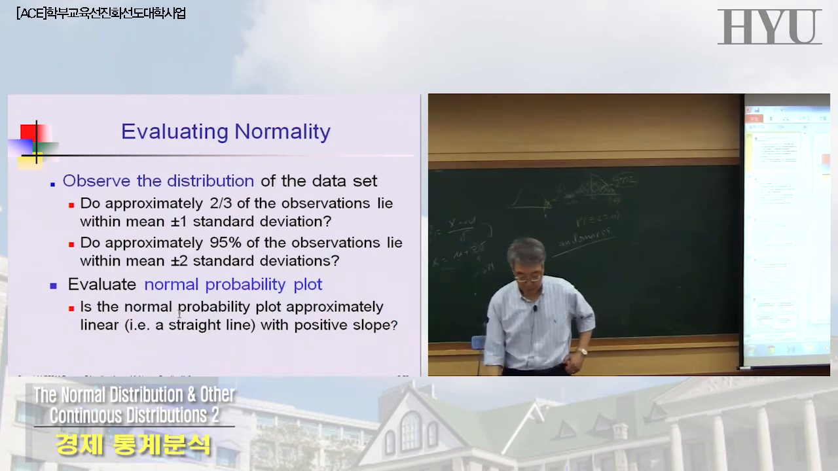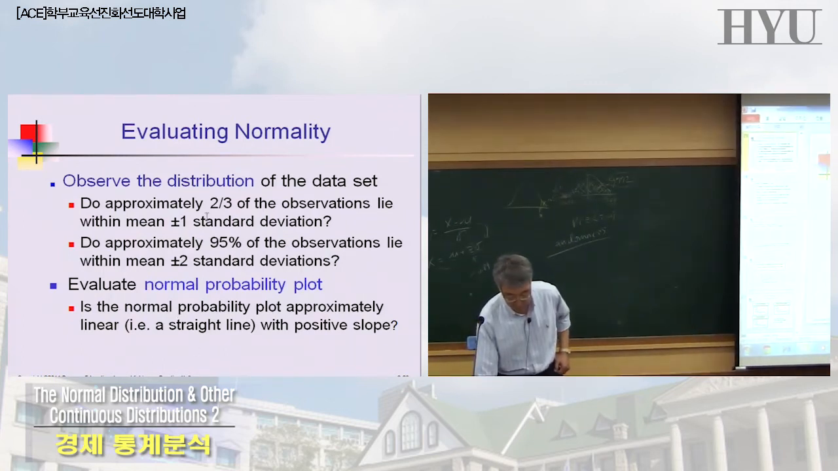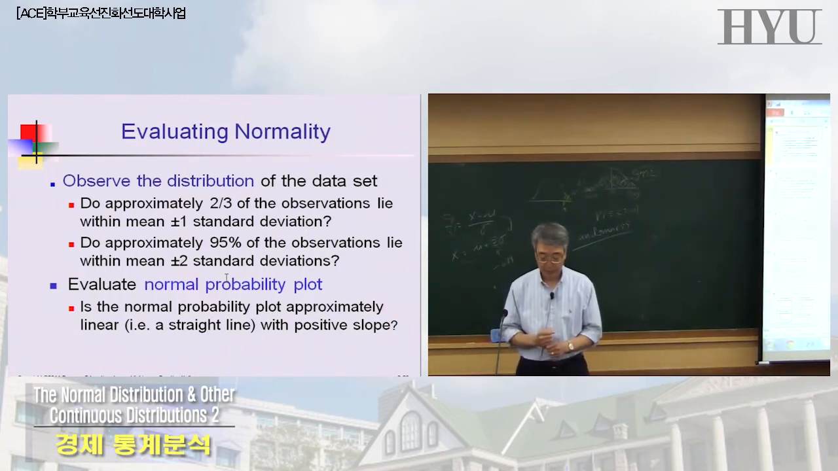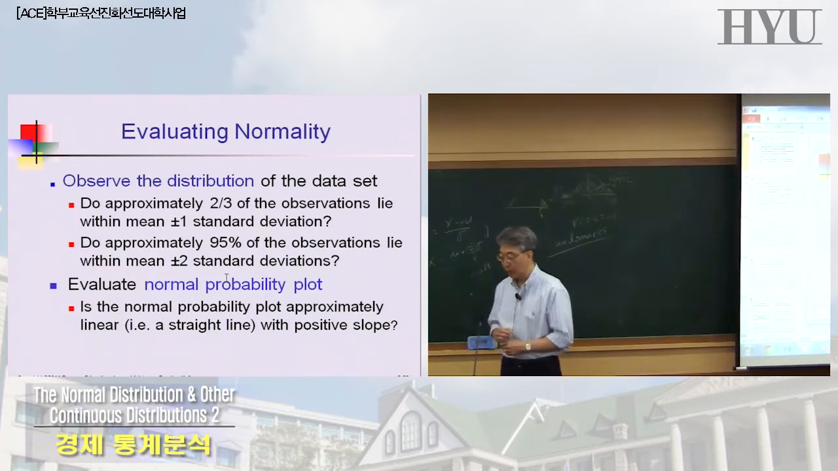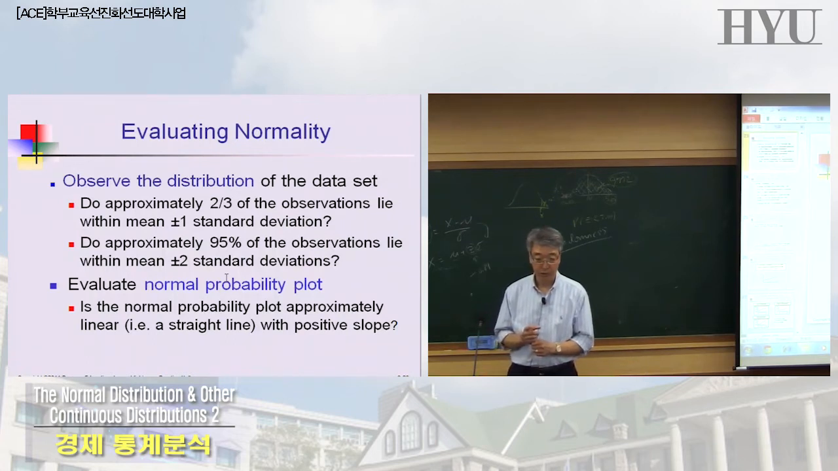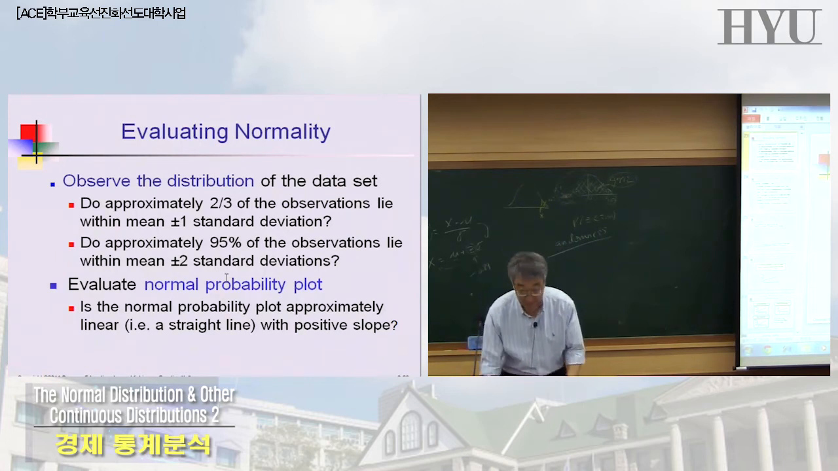Again, you can check these things based on the empirical rules, right? Within one standard deviation, two-thirds, which is about 68%, right? Within two standard deviations, about 95%, right? But if you have your computer available, I would suggest you always check the normality plot, the normal probability plot. And that's one of your homework problems due next week, right? Constructing a normal probability plot. So I'll show you how to do that. I think we have enough time.